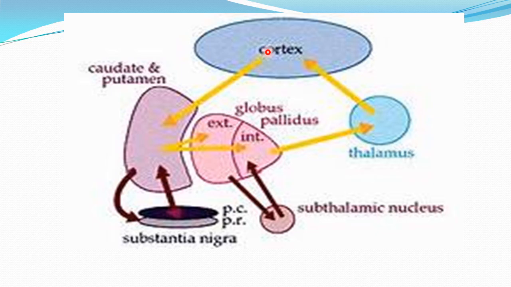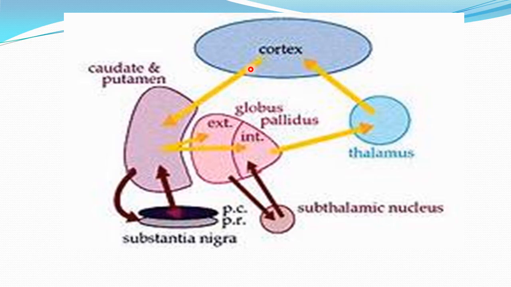Here is from cortex. Before planning, suppose we plan to take a cup of tea. Before we execute the function, the impulse passes to the caudate or putamen nucleus through the cortex. It is excitatory. It excites the nerve in the putamen. These nerve fibers release GABA in the globus pallidus internus. This GABA inhibits this nerve. So here is decreased inhibition and nerve impulse passes from the thalamus to the cortex.